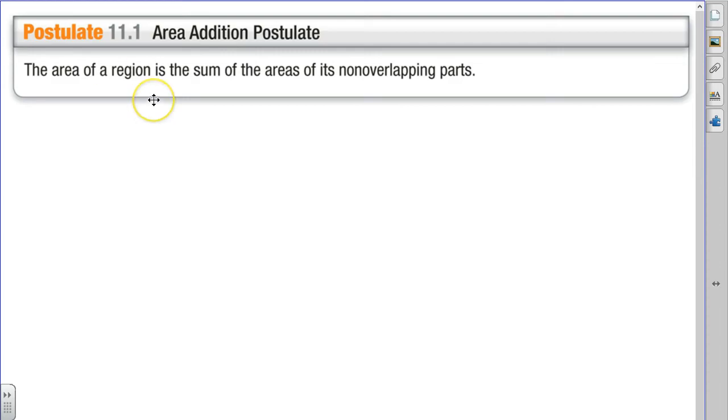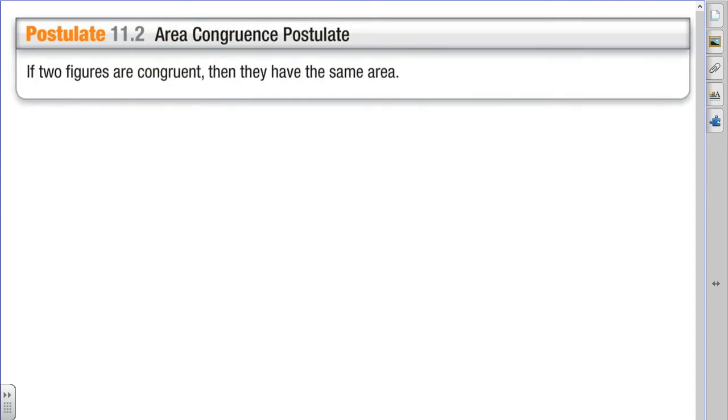So the first postulate, 11.1, is the area addition postulate. Basically, the area of a region is the sum of the areas of its non-overlapping parts. So if you can cut it into parts that don't overlap, add up those parts, you'll get the same as the full area. Area congruence postulate: if two figures are congruent, then they have the same area. So you don't have to worry about whether figures of the same size could have different areas. No, they'll have the same exact area.